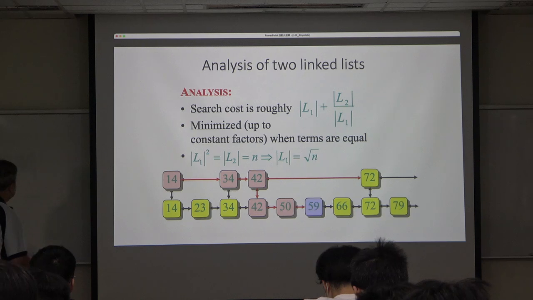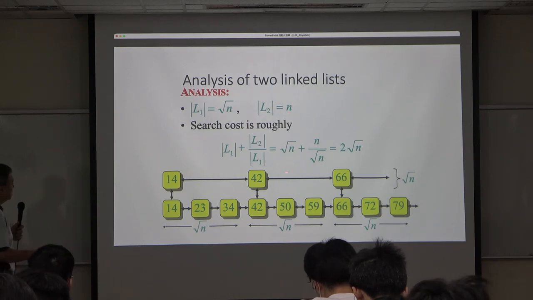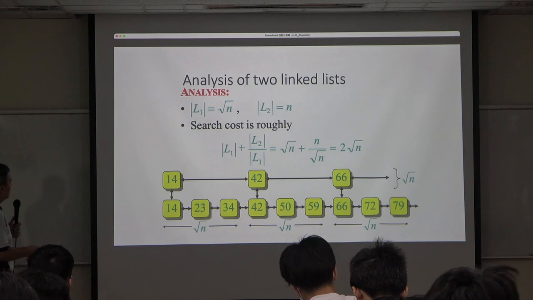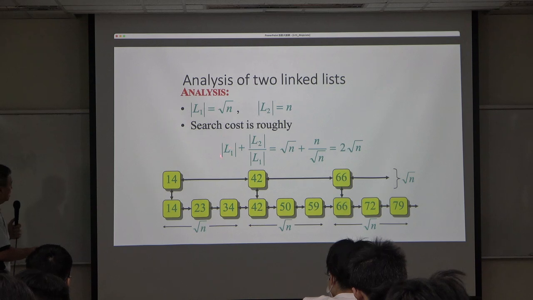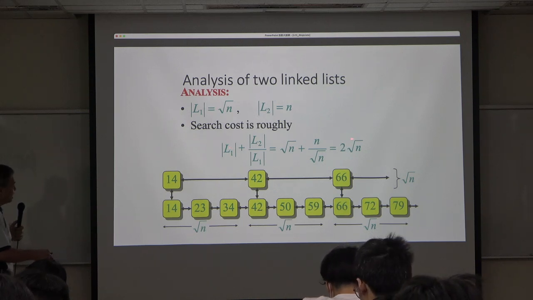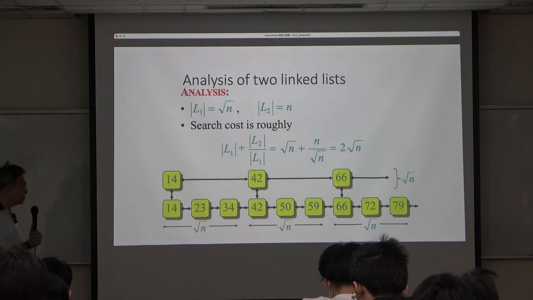Okay. But this is a two-linked list. So L1 size is square root of n, and L2 size is n, obviously. And the search cost is going to be this one. You plug in this square root of n in this formula, and you get 2 times square root of n. Okay? So this is, again, straightforward.